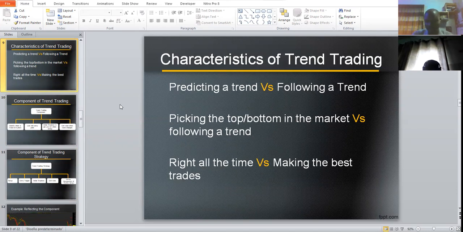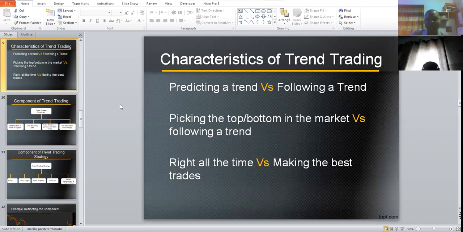Now, the characteristic of trend trading is that it follows a trend. It doesn't predict the trend. Also, you don't try to pick the top or the bottom of the market. Instead, you follow a trend. You're not right all the time, but you're making the best trade. You don't need to be right all the time, but 2, 3, 4 best trades will override 7 wrong trades. When you make the best trade when it comes to trend following, that is why it's key.